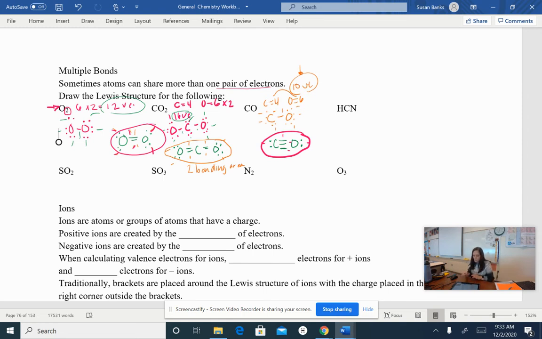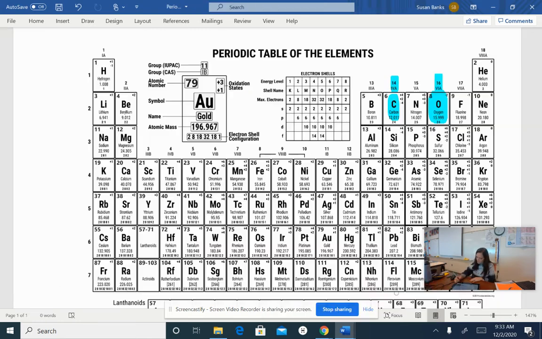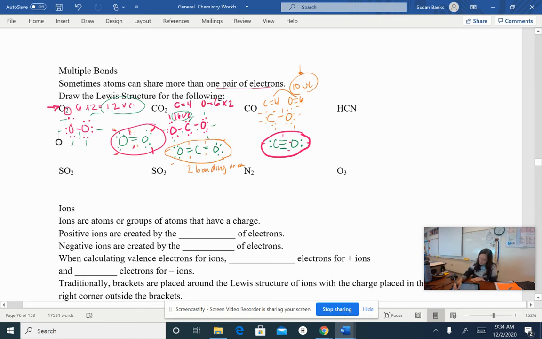Okay, now let's move on. We have hydrogen cyanide, also called cyanic acid. So we've got hydrogen to look at, and we've got nitrogen to look at, and we've got carbon to look at. So hydrogen, first column, 1 valence electron. Nitrogen, column 15, so 5 valence electrons. And carbon, 4 valence electrons. So if I add up 1 plus 4 plus 5, that gives me a grand total of 10.